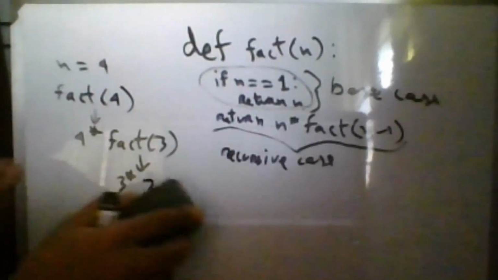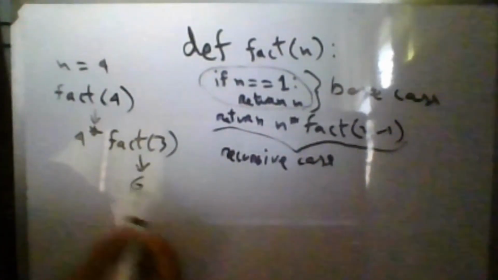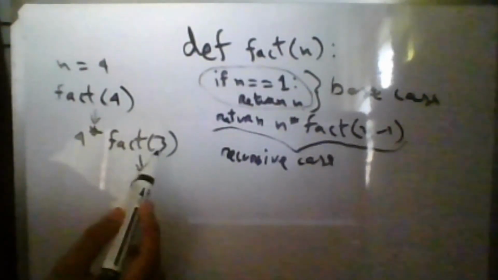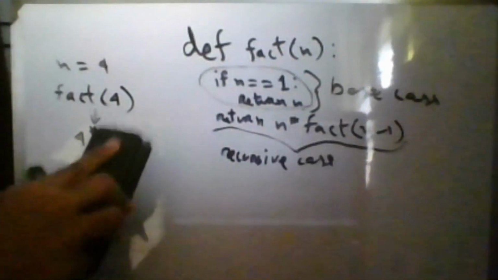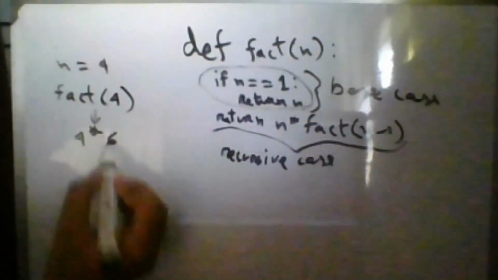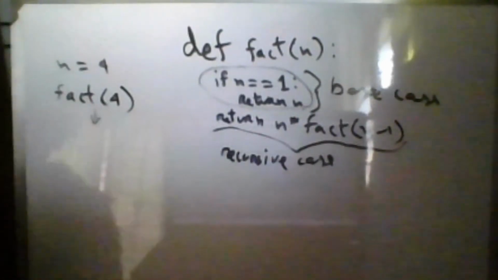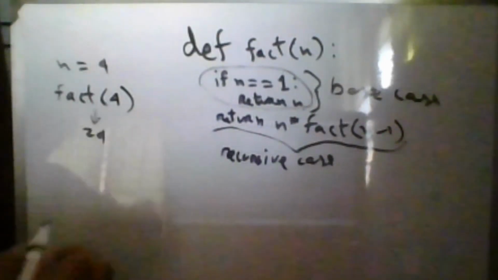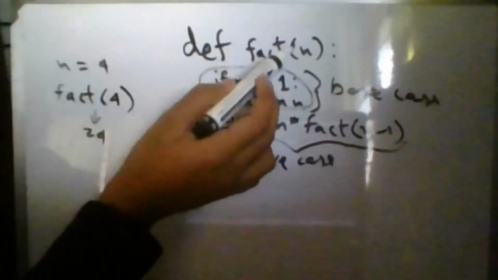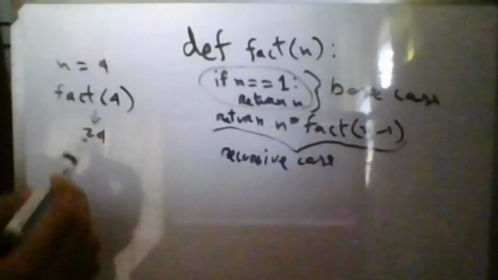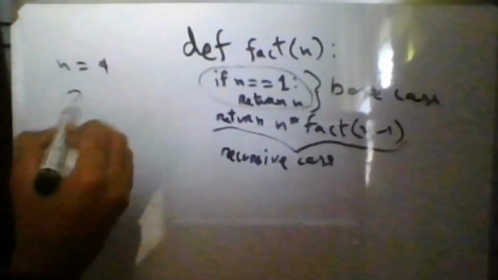Now this is going to give us 6, because 3 into 2 is 6. Fact 3, this function returns 6. Therefore, we can write it as 6. Now 4 into 6 gives us 24. And finally, we can say that fact 4 is equal to 24. This gives us 24.